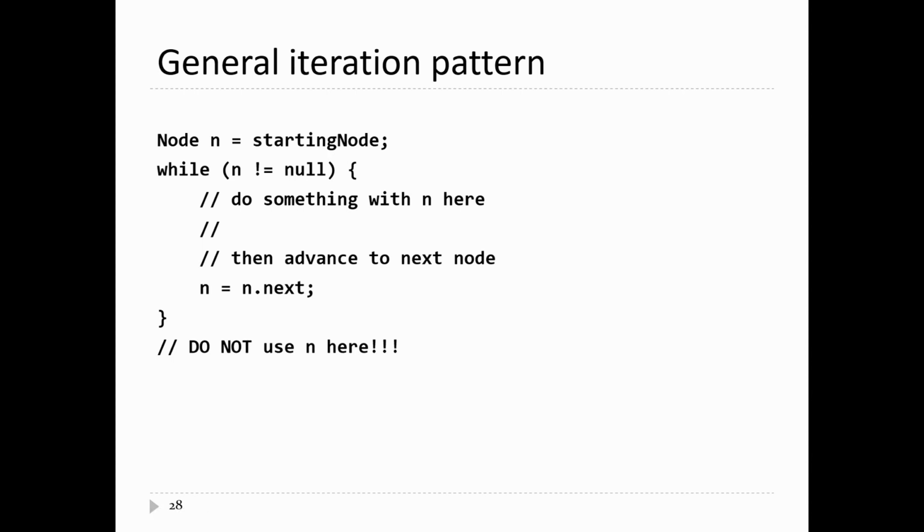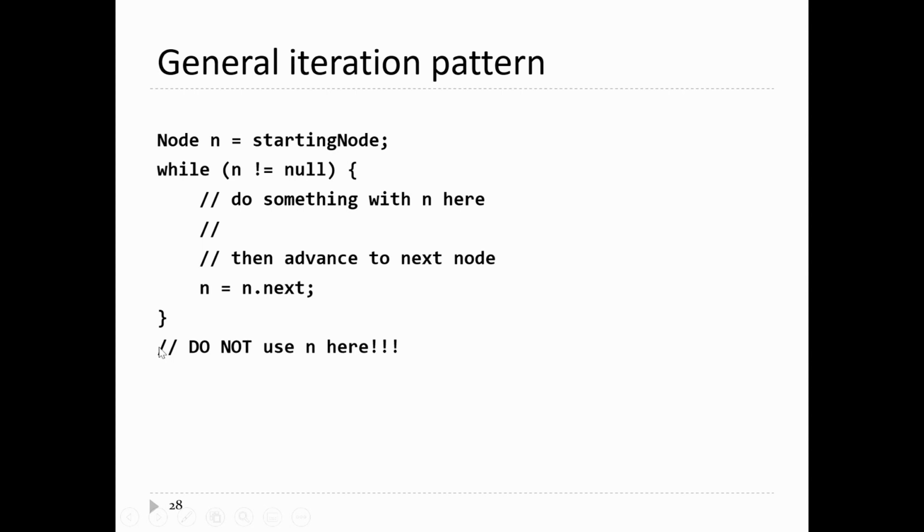If n is not null, you can do something with the node. For toString, we're going to get the string representation of n.elem. For something else, you might look at the value of n.elem, or you might change the value of n.elem or something like that. Whatever it is you have to do with n, you do it here. And then at the end of the loop, you just advance n one position, so to advance n one position, you just write n equals n.next.